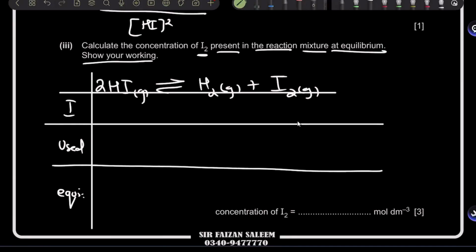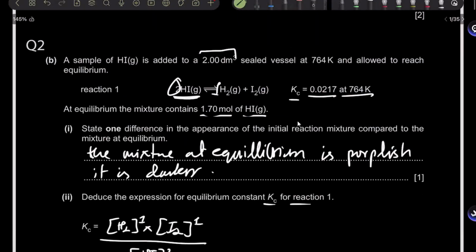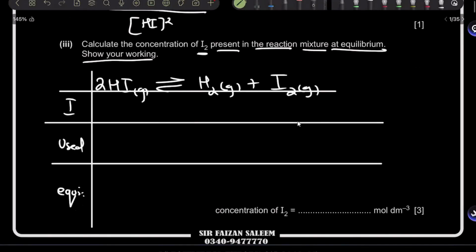Let's read out the question again and we'll know what initial moles were present over here. So it says that a sample of HI gaseous is added to... So a sample, we do not know how much HI gaseous is added, but we do know that it is added to a 2 dm cube sealed vessel. So what does that mean? What is the volume over here? Volume of container. That is 2 dm cube, right? Yep. So the volume is 2 dm cube.